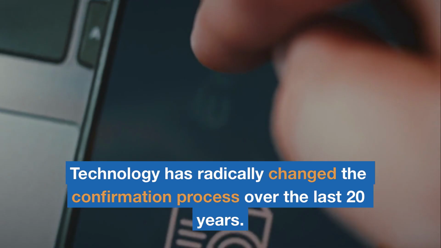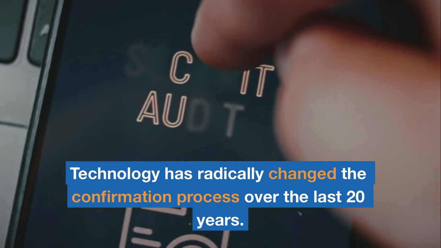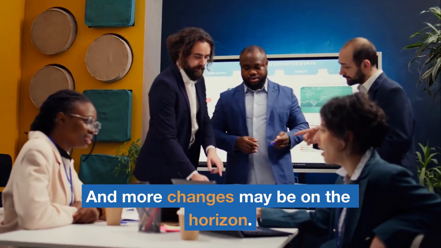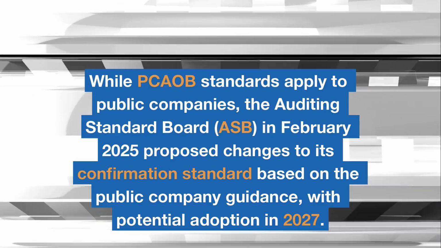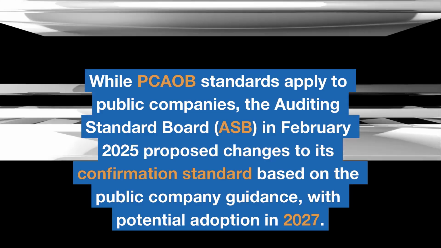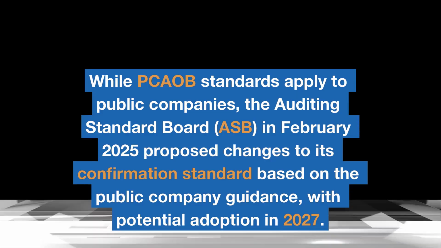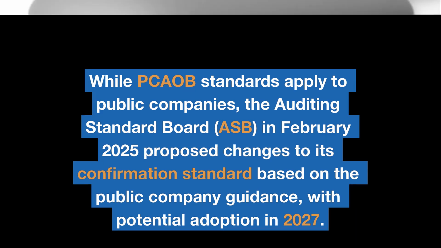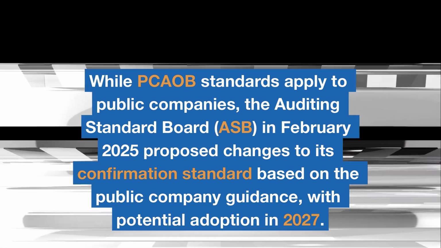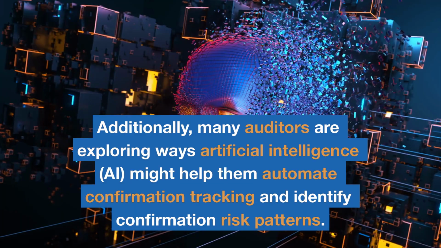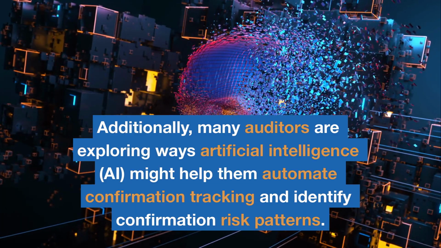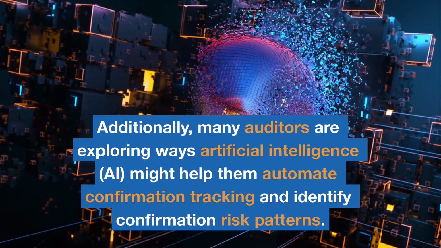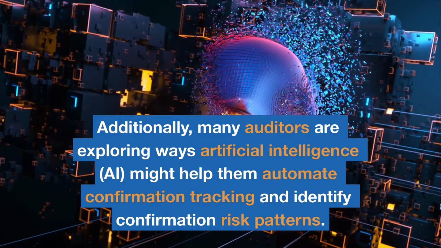Looking to the future, technology has radically changed the confirmation process over the last 20 years, and more changes may be on the horizon. While PCAOB standards apply to public companies, the Auditing Standards Board, ASB, in February 2025, proposed changes to its confirmation standard based on the public company guidance, with potential adoption in 2027. Additionally, many auditors are exploring ways artificial intelligence, AI, might help them automate confirmation tracking and identify confirmation risk patterns.